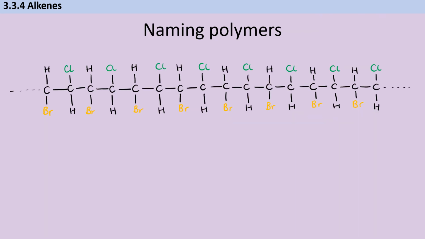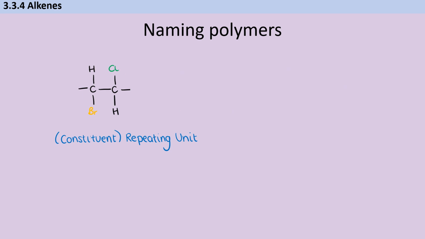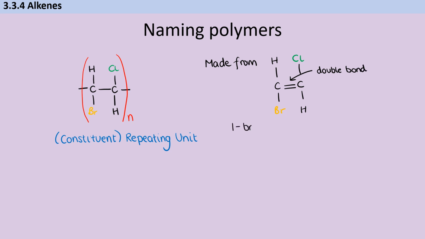In order to name a polymer, the first thing you need to do is to break up the chain into identical repeating pieces called the constituent repeating unit. So here I've got my repeating unit, and if I was going to draw this out fully, of course I put brackets and put the n to show that there are thousands and thousands of this repeating unit. Now, if I was going to draw the monomer that it was made from, it would look quite similar, but it wouldn't have those brackets anymore, and of course it would have a double bond in the middle. We put halogens in alphabetical order, so this is going to be 1-bromo 2-chloroethene, and therefore the polymer is going to be poly 1-bromo 2-chloroethene.